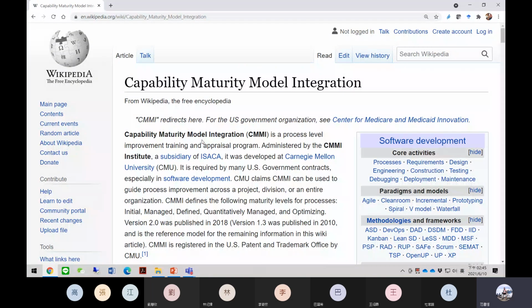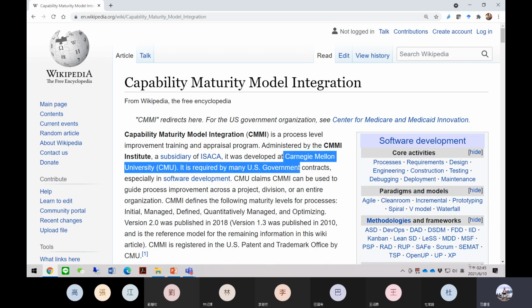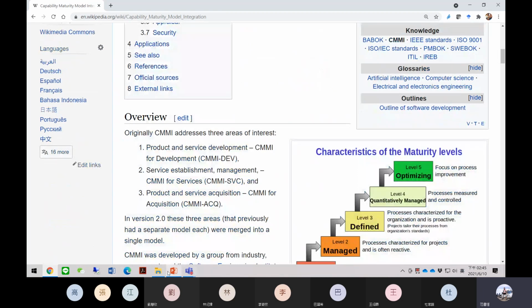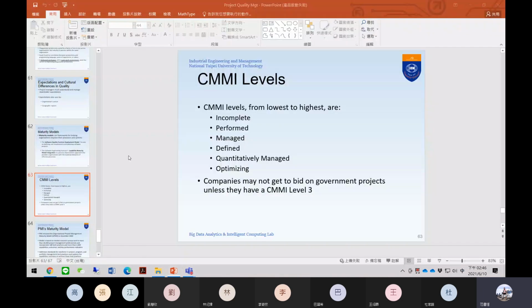Okay. So the redirect here, the user government organization, Capability Maturity Model Integration, known as CMMI. It's a process level improvement training and appraisal program administered by the CMMI Institute at Carnegie Mellon University in Pittsburgh. It's required by many U.S. government contracts. There are so many details, so you can just look it up yourself to check what the details are.